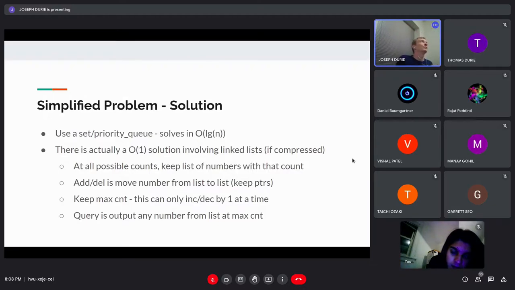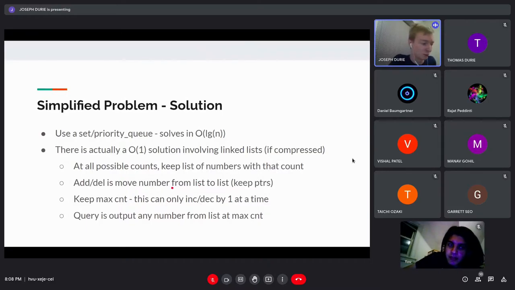Basically the idea is, if you want to add something to this set, you increment its count. You remove the old count. I should probably write this out somehow. Actually, I can probably just explain the O(1) solution. It's probably easier. So the O(1) solution is you have a bunch of linked lists. At all possible counts, you keep a list of numbers that have that count, right? And so adding or deleting is basically moving a number up or down by one spot on the list, right?